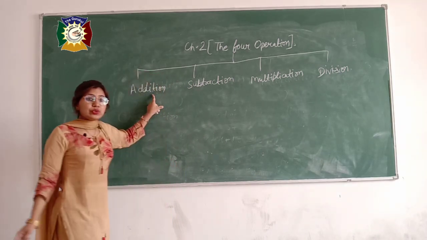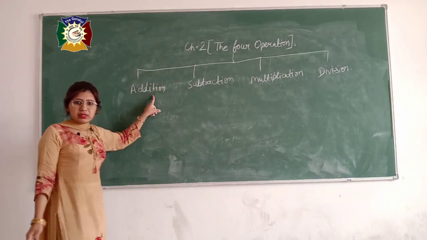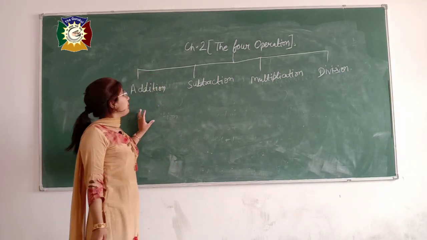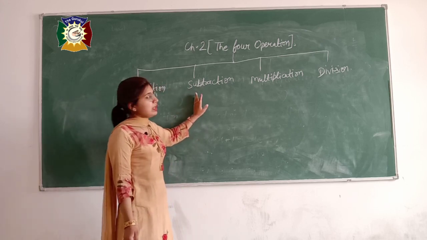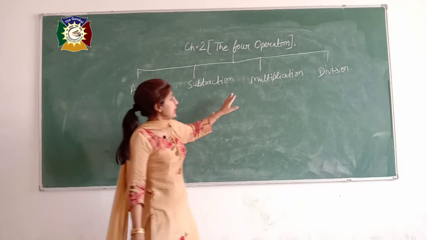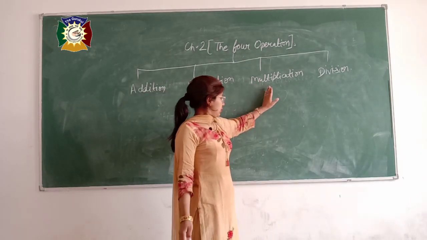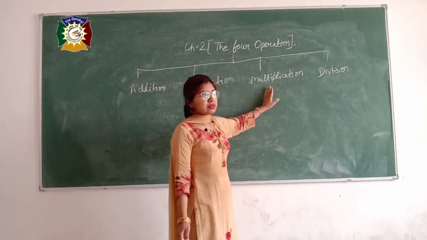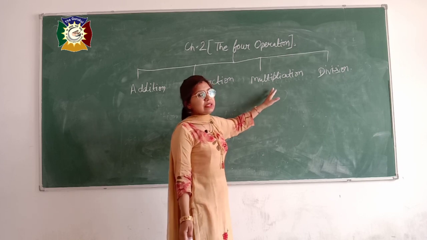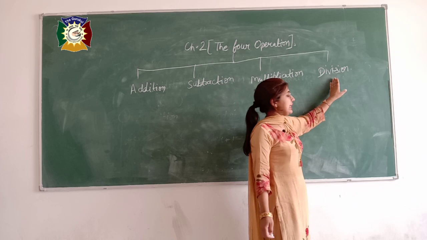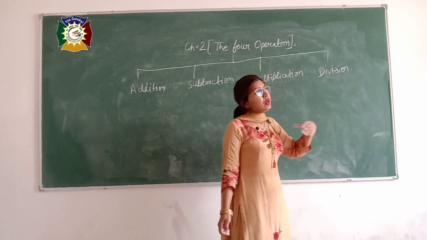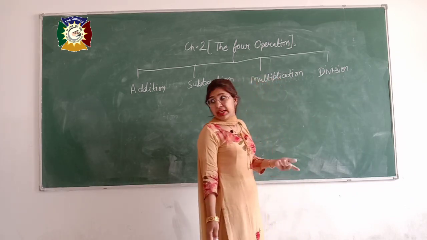Boys, in addition you add 2 or more numbers to get the sum. In subtraction you subtract a number from another number to get the difference. In multiplication you multiply the numbers, doesn't matter if they are 2 numbers or 3 numbers, to get the product. In division you have to divide a given number by another number to get the remainder, quotient, etc.